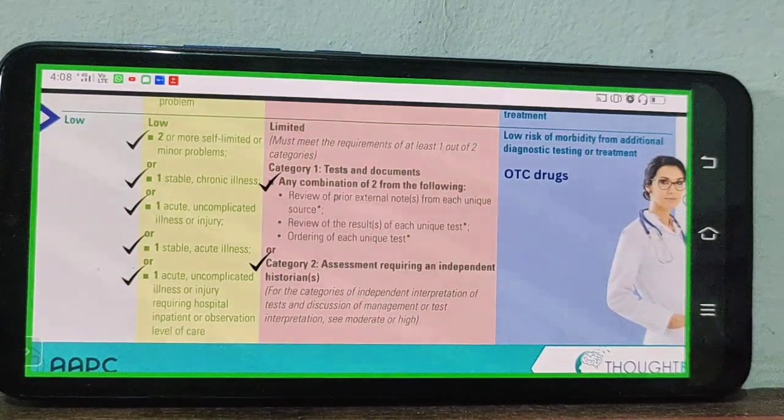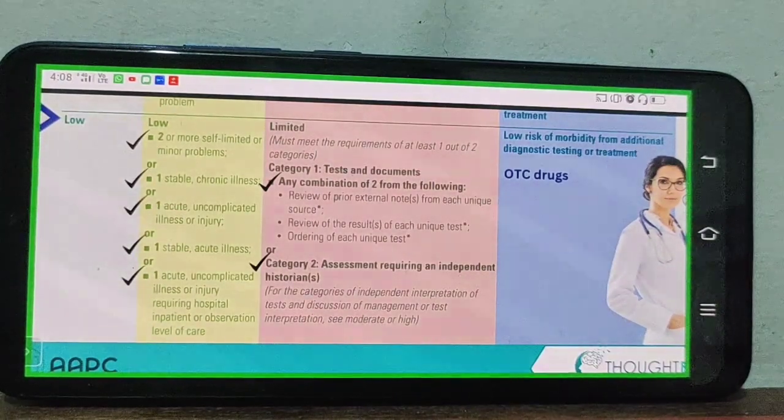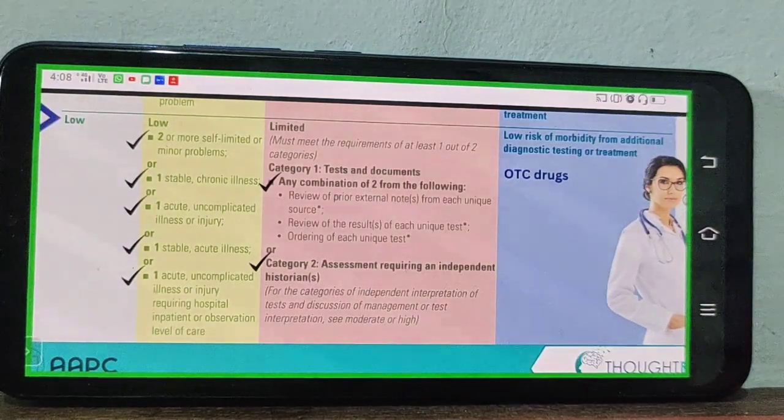No need to check the second point and the first point. We are directly getting the 2 points from the ordering of each unique test. So no need to check point number 2 and 1, because for this category 1, we need 2 points only. Am I right? That 2 points is automatically obtained from the ordering of each unique test.